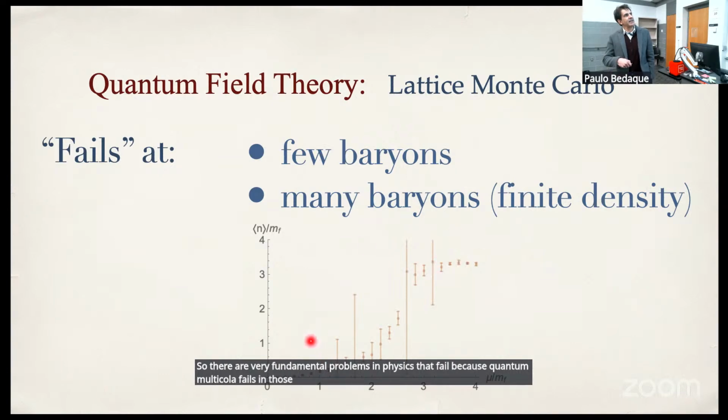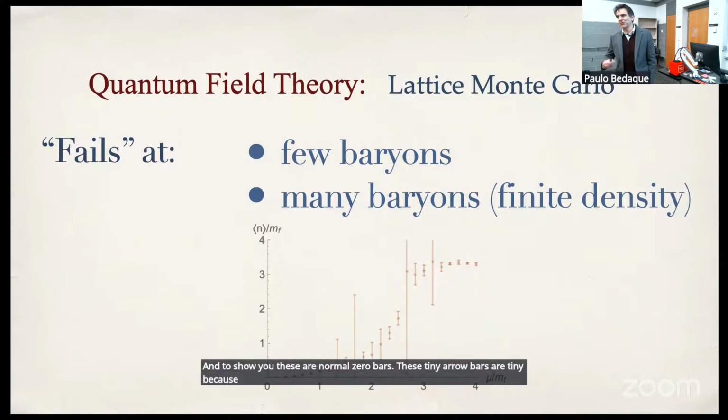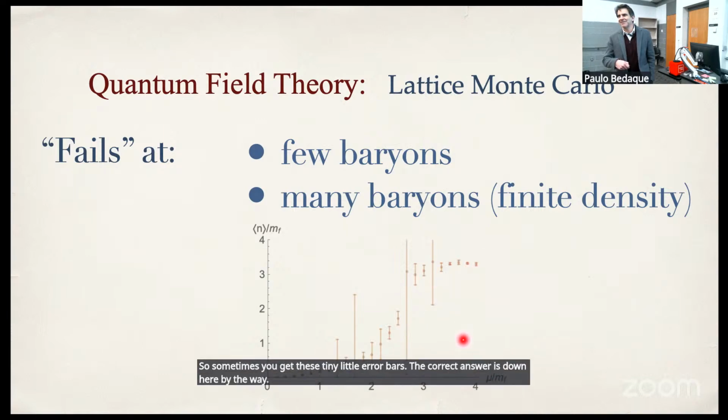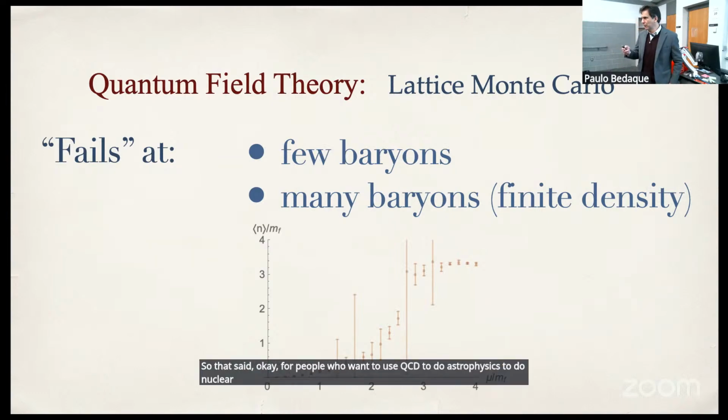It fails so badly that I couldn't find a decent picture on the web to demonstrate that. So I had to run a little toy model myself to show you these enormous error bars. These tiny error bars are tiny because the error bars are so large. The error on the error bars is enormous. So sometimes you get these tiny little error bars. The correct answer is down here, by the way. Okay. So that said, for people who want to use QCD to do astrophysics or nuclear physics, it's kind of a non-starter.